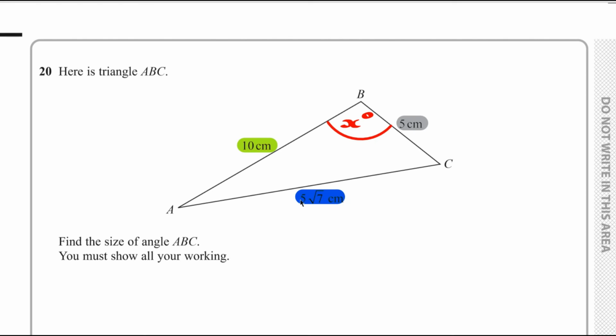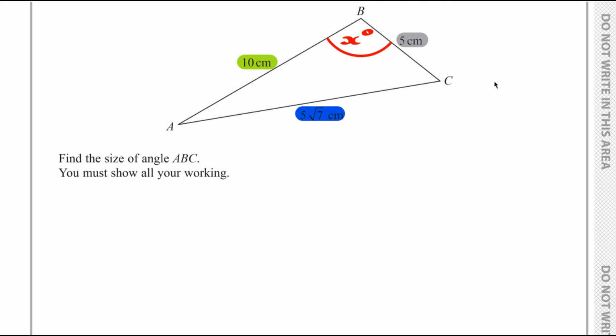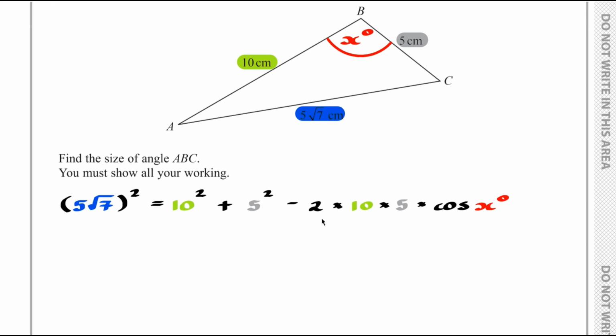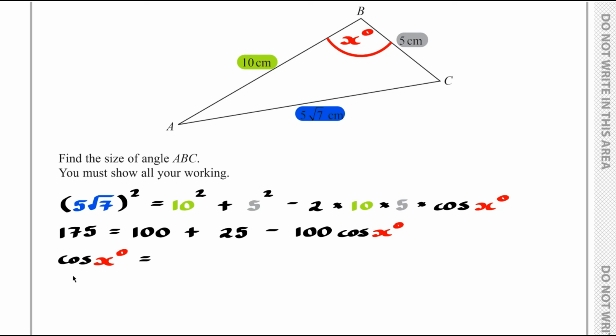To find out what X is, we've been given 3 lengths, so we can use the cosine rule. So we have (5√7) squared equals 10 squared plus 5 squared subtract 2 multiplied by 10 multiplied by 5 multiplied by cos x. (5√7) squared, well, I've got 25 multiplied by 7. So that's 175, and this is equal to 10 squared, which is 100, plus 5 squared, which is 25. And we've got 2 times 10 times 5, that's 100, so we subtract 100 multiplied by cos x. We can rearrange for cos x.